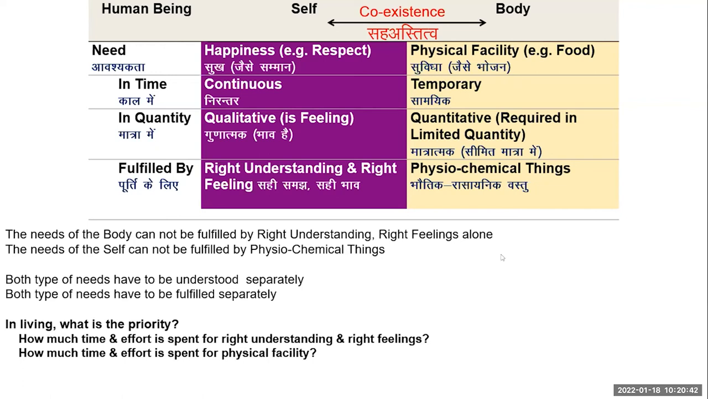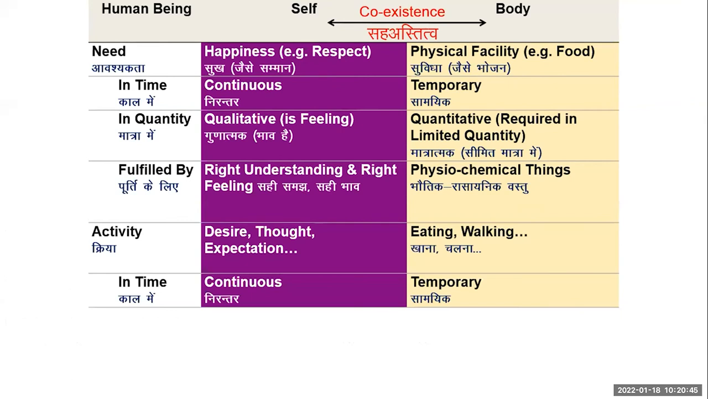Now, the activities of the body, eating, walking, talking, these are the activities. While the activities in the self are desire, thought, expectations, which are taking place continuously all the time. There is no time when these activities are not going on in the self. While activities of the body, you start walking from point A to point B. So you start at A and stop at B. So there is no continuity there.